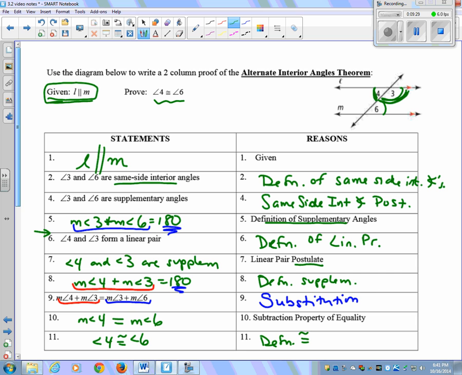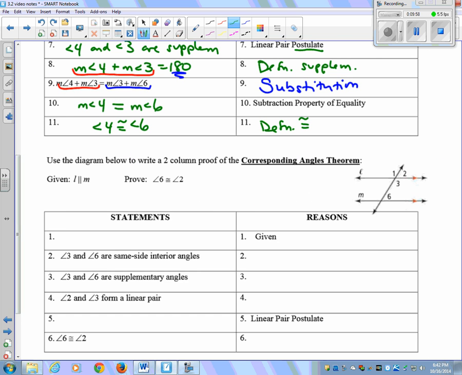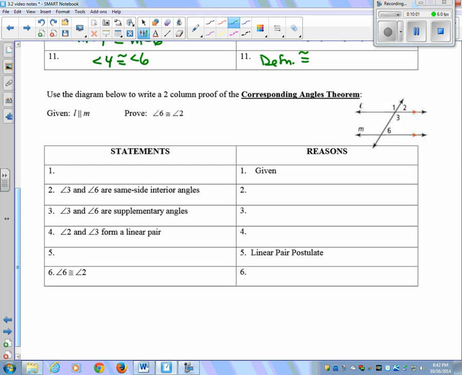So if you think about the logic here, we were given that the lines were parallel. And the only thing that we know for sure is that these two things are a linear pair, and these two, 3 and 6, are same side interior angles. We're able to use our information. We know linear pairs are supplementary. We know same side interior angles are supplementary by our postulates. So we're able to then say 4 and 6 are the same measure and therefore congruent. So we've just proven the alternate interior angles theorem, which means from now on we can use the alternate interior angles theorem in proofs. Okay, now we're going to prove the corresponding angles theorem.